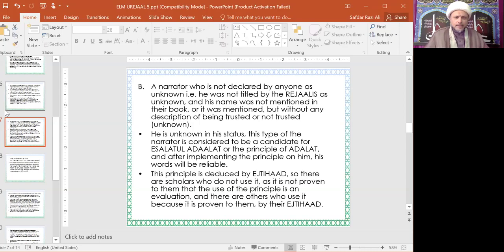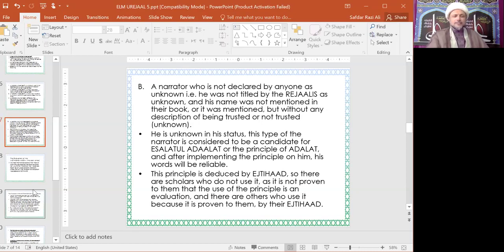So yes, this principle is deduced by ijtihad. There are some scholars who do not use it. They say it's ijtihad, and ask us to give a hadith of the Prophet, sallallahu alaihi wasallam, a narration stating this principle. So there is intellectual work done to consider this as a principle. Therefore, some scholars say no, we will not apply this rule, as it is not proven to them. And there are others who use it because it is proven to them by their ijtihad.